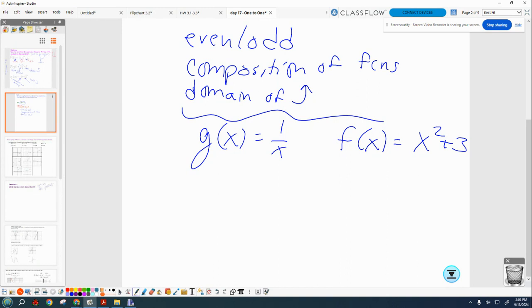Am I allowed to put any number into f of x? Angel, what do you think? Here's f of x is x squared plus 3. Can I square any number and then add 3 to it? No? So what number can I not square?